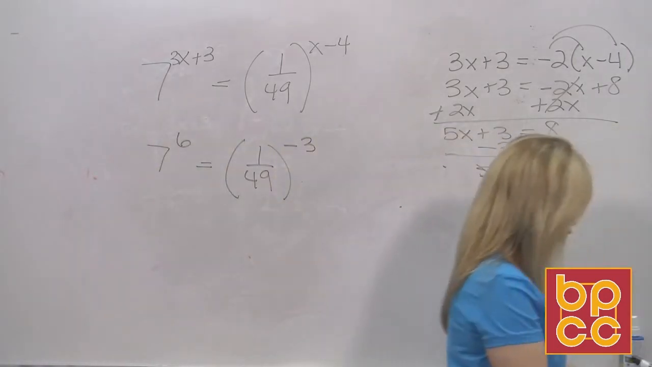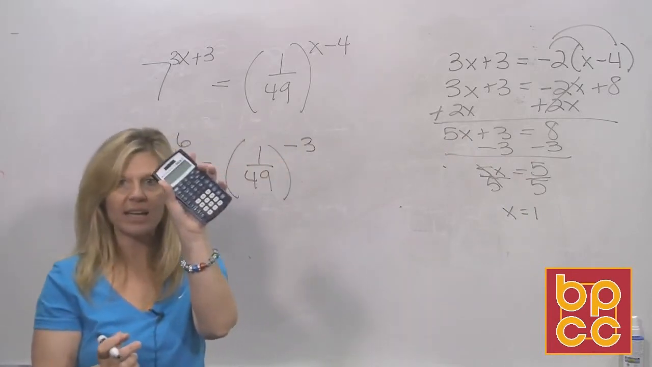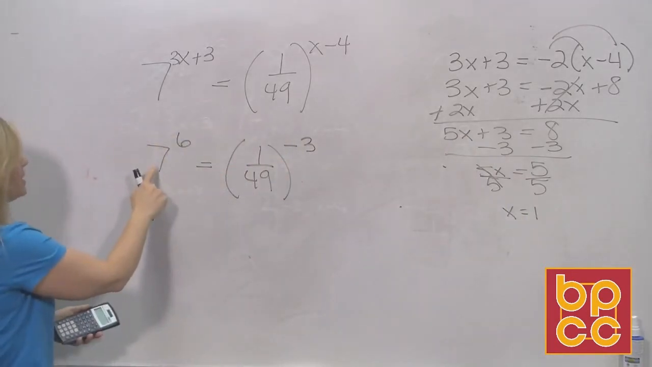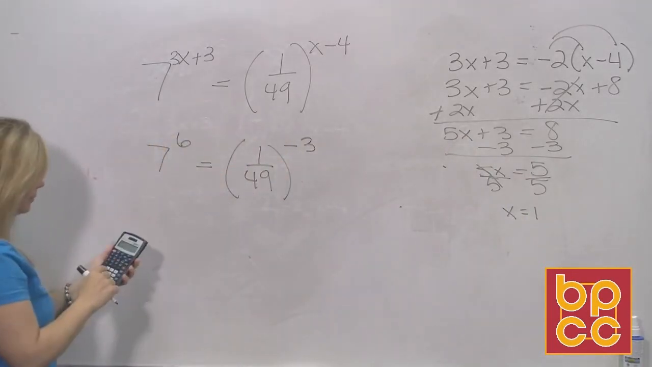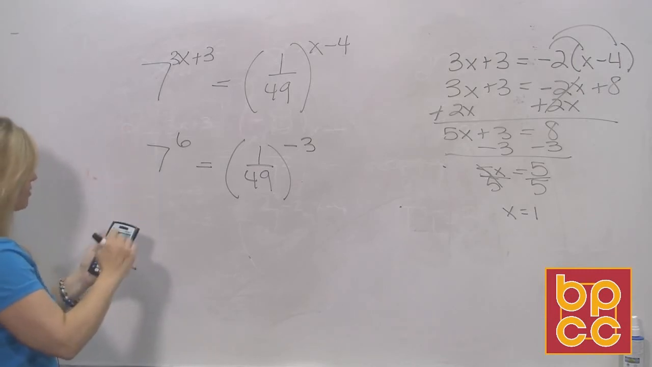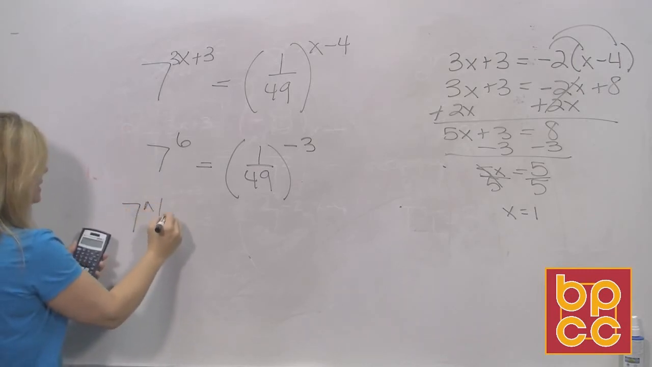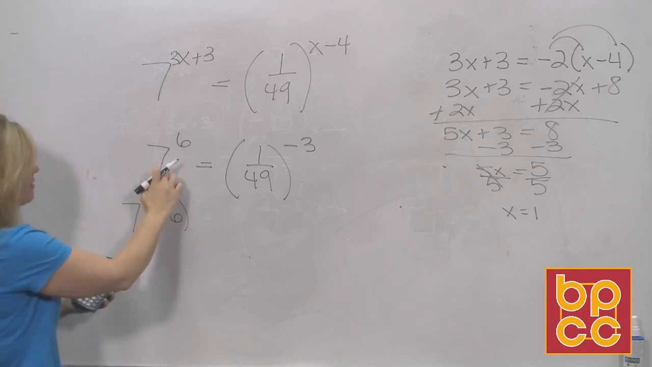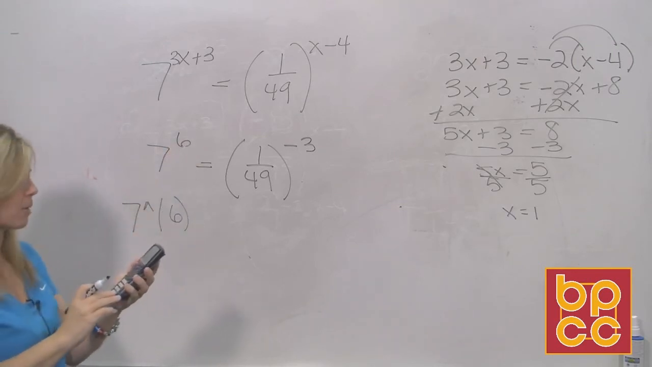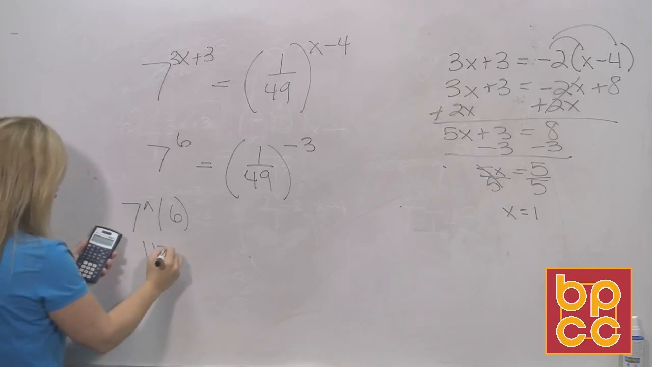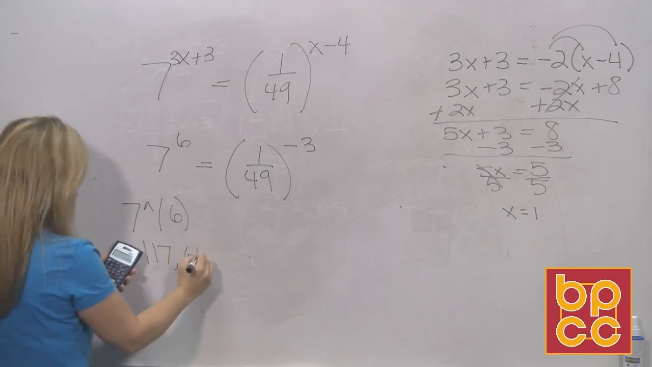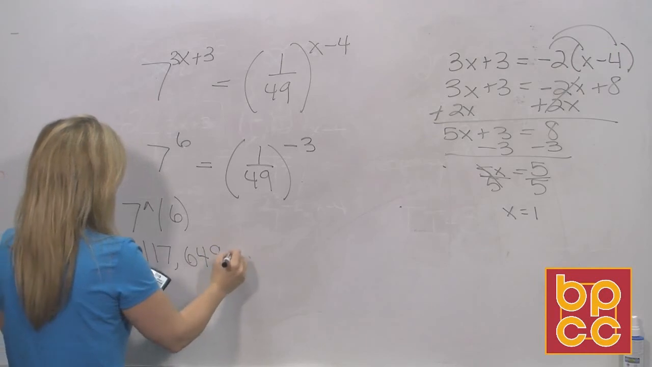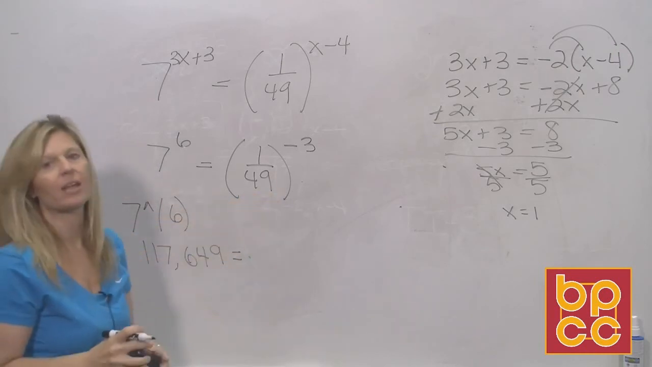So I'm going to get out my good old $10 scientific calculator. I'm going to type 7 caret, open the parentheses, and type 6. And make sure you close it. And 7 to the 6th should be a really big number, right, y'all? It is. It's 117,649. So let's hope the left side works out that way.